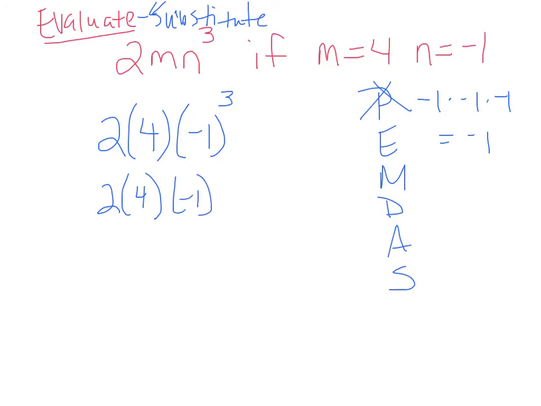Now I can multiply. So 2 times 4 is 8, times negative 1 is negative 8. That's my answer. All right, that's it.